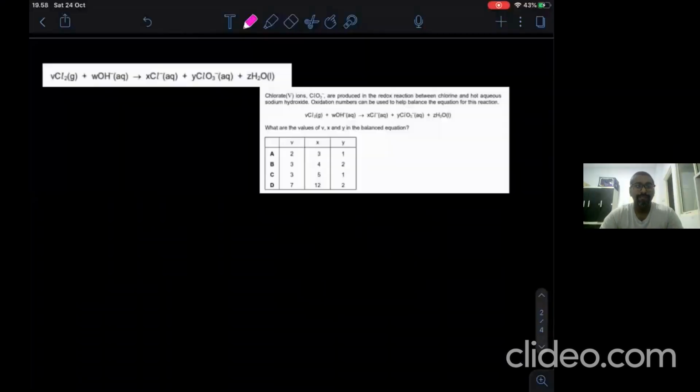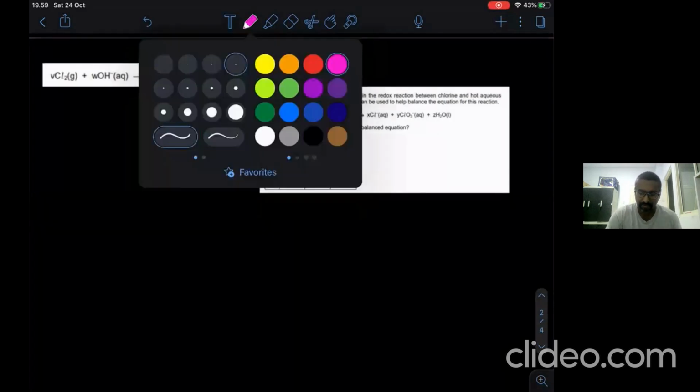Here I will show you about the disproportionation reaction and how we are going to use the oxidation number method to balance it. If you're wondering what a disproportionation reaction is, it is a reaction where a substance can be both oxidized and reduced at the same time. In this example, you can see Cl2 is being oxidized and reduced. So without wasting any time, let's move on and try to solve this.